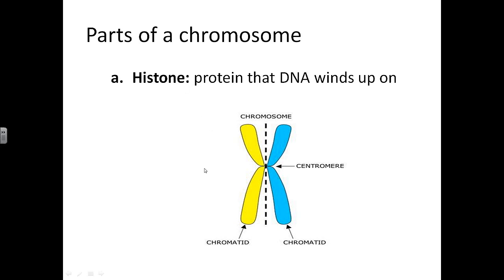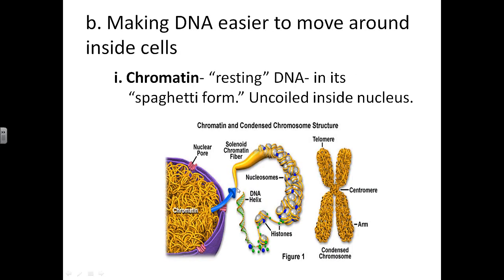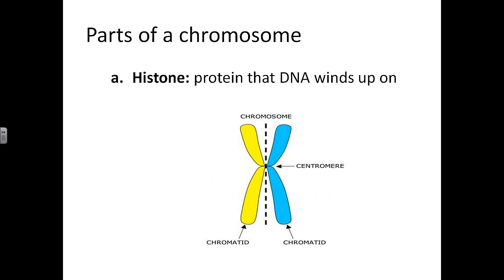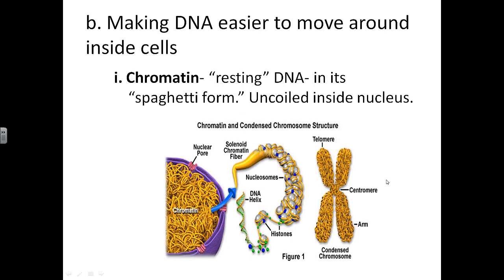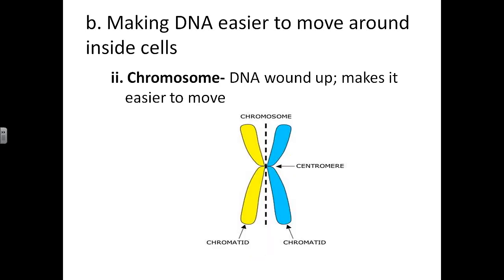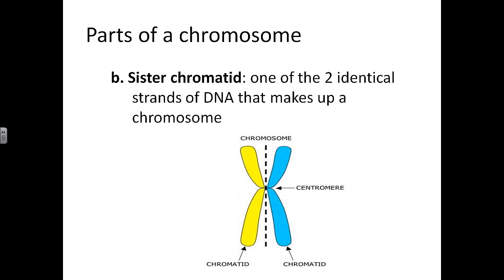I'm going to go back 2 slides. You can see the histones here. The little green dots help wind up the DNA nice and tight. Now each half of a chromosome, part of this X, is called a chromatid. So we have a lot of words that sound similar. Chromatin is DNA when it's resting. We wind it up into a chromosome, and one of the pieces of a chromosome is called a chromatid. There are 2 chromatids that are stuck together and they're identical and they make up a chromosome.